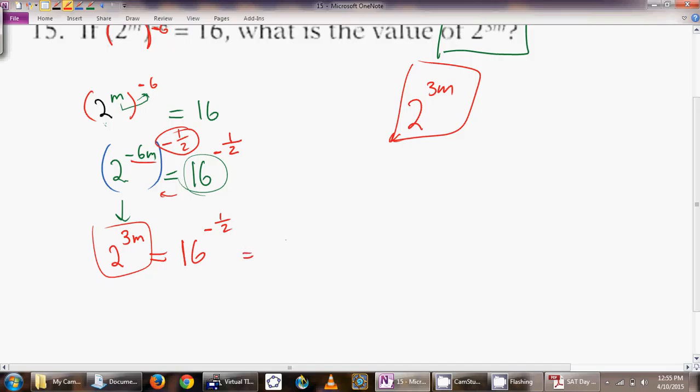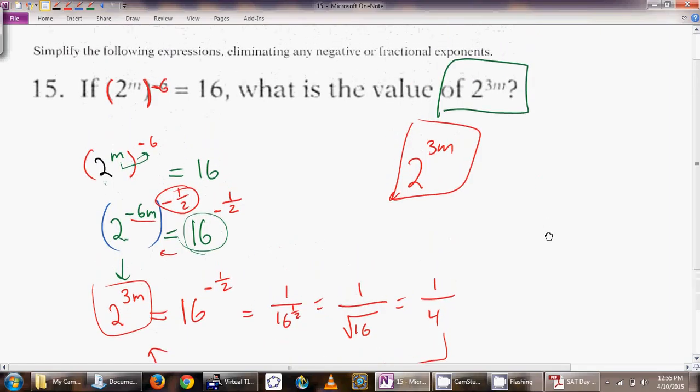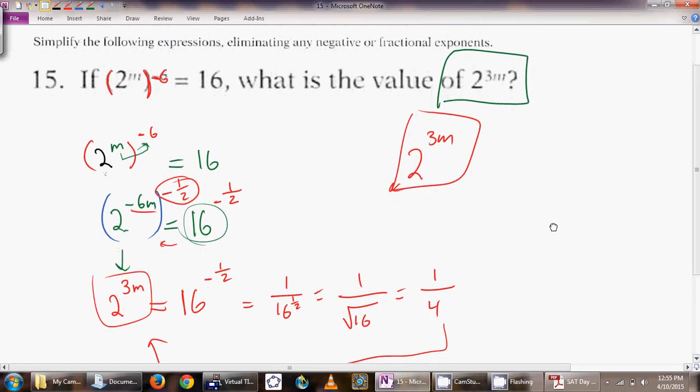Well, that negative tells me do a reciprocal, so it's 1 over 16 to the 1/2 power. Well, 1/2 power is just square root. It's the square root of 16. Well, the square root of 16 is 4, so it's really 1/4. All right, that's the value of 2 to the 3m power.